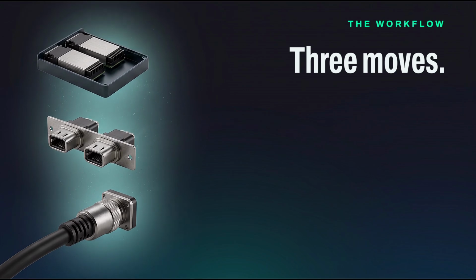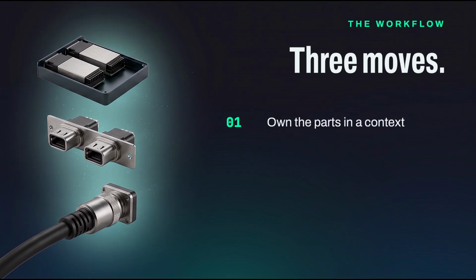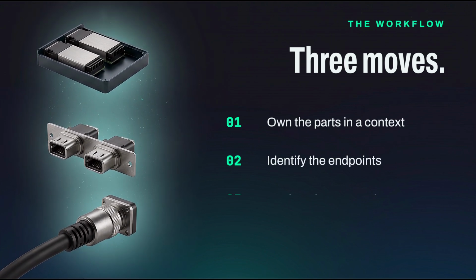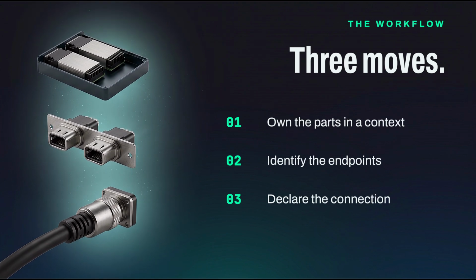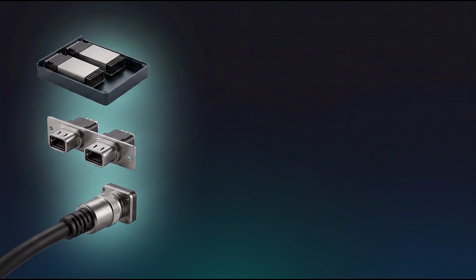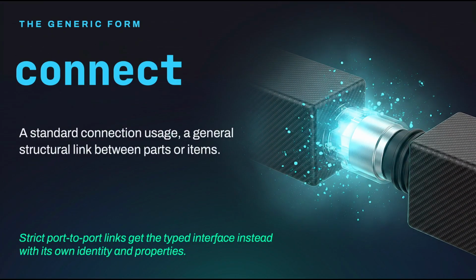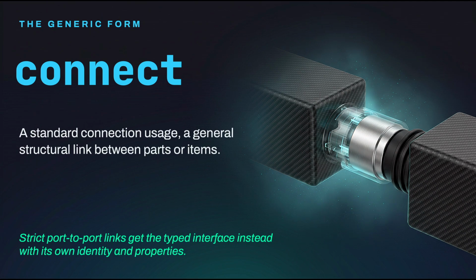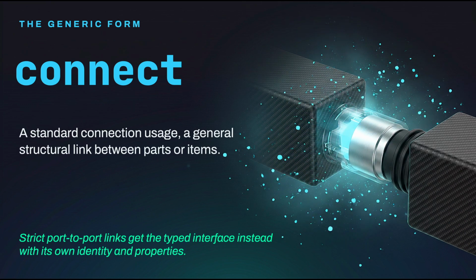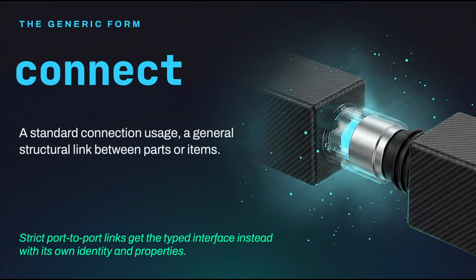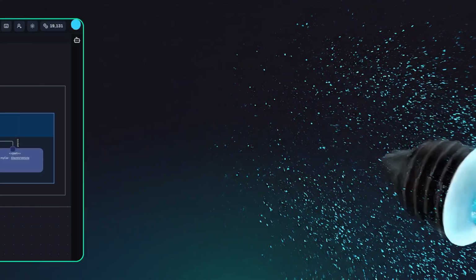The workflow is simple. We create a context that owns the participating parts. Then we identify the endpoints we want to connect. Finally, we declare the connection. For a general structural link between parts or items, you can use a standard connection usage, often declared with the connect shorthand keyword. However, when your connection strictly links ports together, you use an interface usage typed by an interface definition, which gives that port-to-port interaction its own identity and properties. The important shift is that topology becomes part of the explicit model semantics.